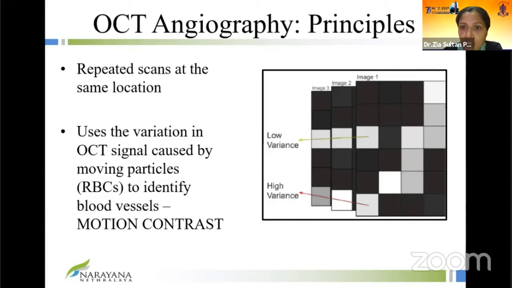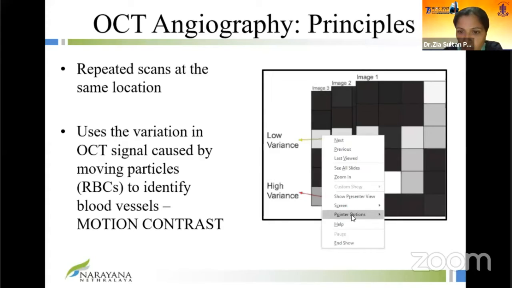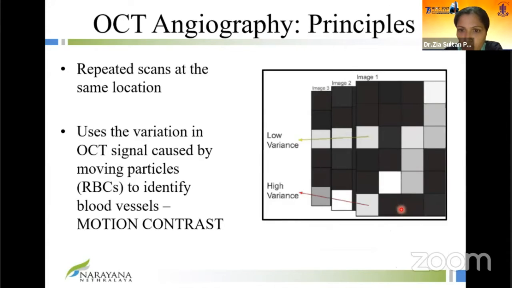So you then get images overlaid, and the algorithm will assess each point and determine what the variation in the OCT signal is. For example, in this point over here, the OCT signal is very similar. That's called a low variance, and hence it means that that's probably a static point. Whereas at a different point over here, we are seeing quite a lot of variance in the OCT signal. This is not normal and is usually caused by something moving. So we're using motion contrast. The only thing that typically moves is red blood cells, and this helps to delineate the blood vessels.